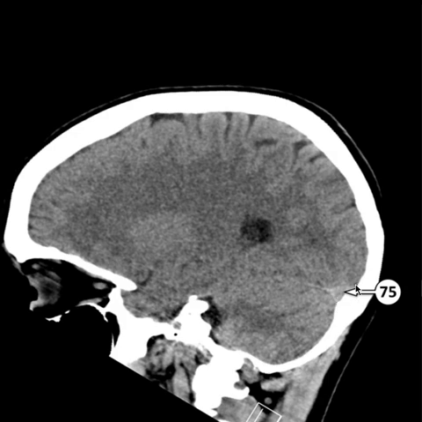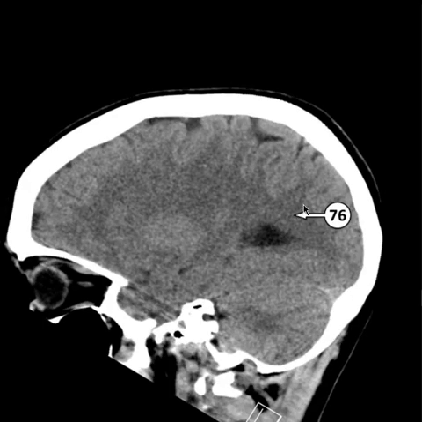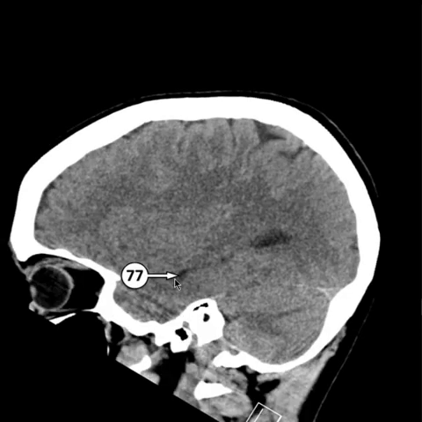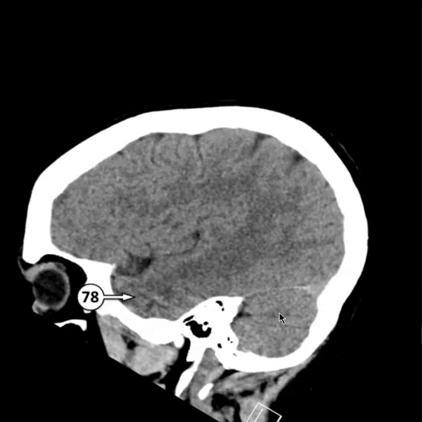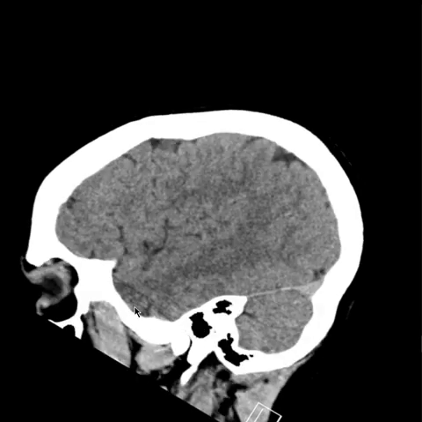This hyperdense triangular structure here is the transverse sinus. 76 here, this is the forceps major. And coming into view here, 77, is the temporal horn of the lateral ventricle. 78, this is the temporal pole.